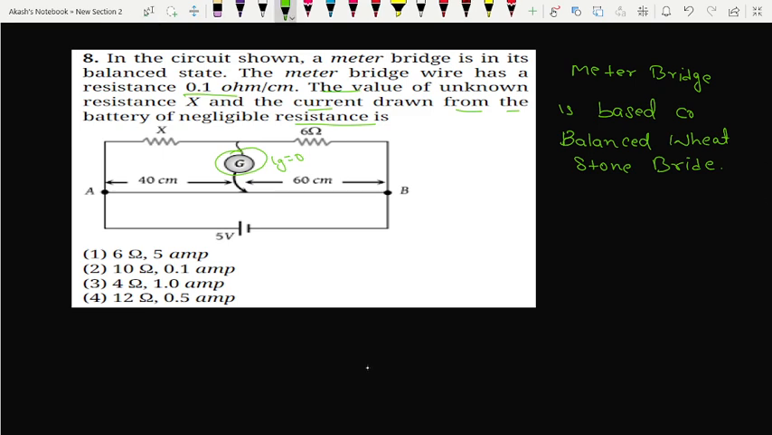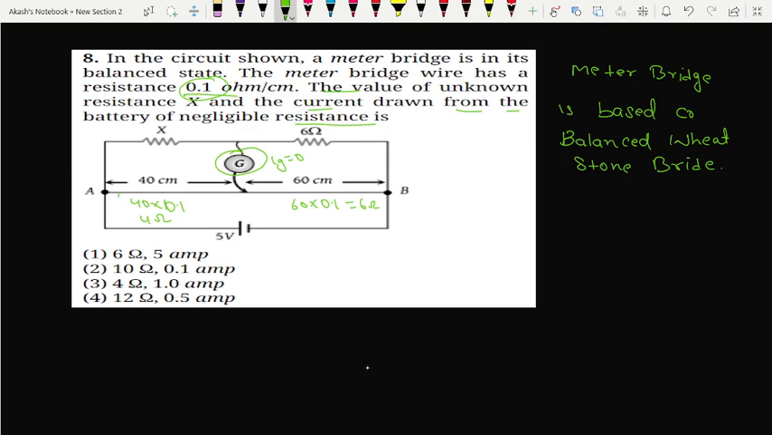Resistance of the wire is 0.1 ohm per centimeter. Resistance of 1 centimeter wire is 0.1 ohm. The 40 centimeter wire is 40 into 0.1, which is 4 ohm. The 60 centimeter wire is 60 into 0.1, which is 6 ohm. Okay, apply the balanced Wheatstone bridge.